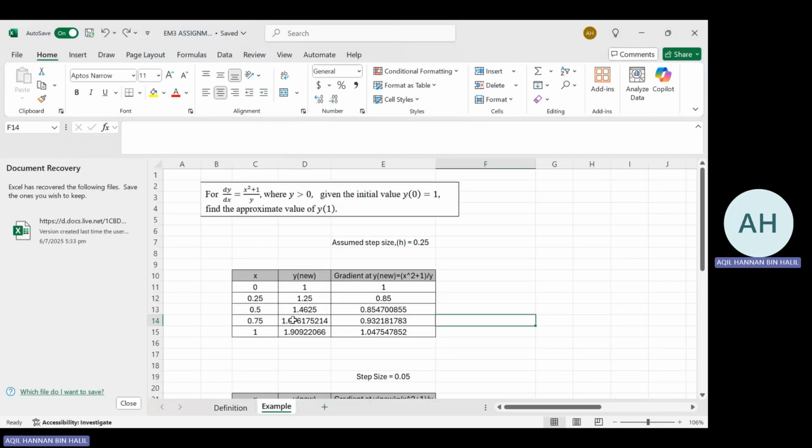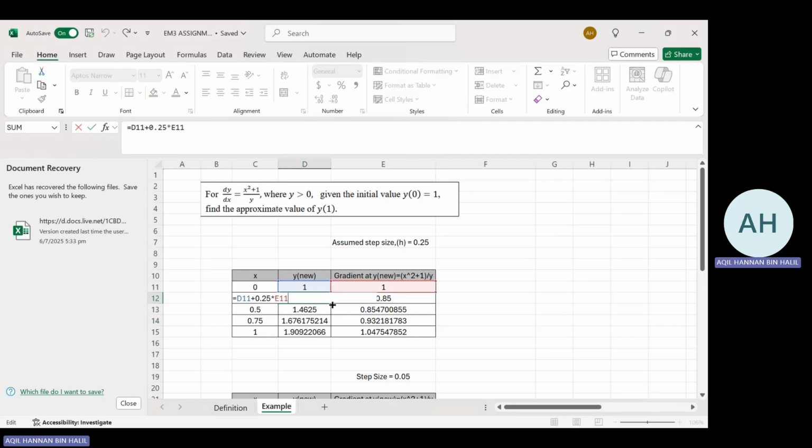Based on the given information, we know that x is 0, y equals 1. And we can find the gradient at this point, as they've given us the formula over here. So we can just plug in the values, and we will get our gradient to be 1. So for the following rows, as our step size is 0.25, x will also increase by 0.25. And we can find our new y by using the formula yn minus 1 plus h times your previous dy/dx, which is over here, can be simplified into this. So I take the previous y, which is 1, and add the h times the dy/dx, which will give me 1.25.